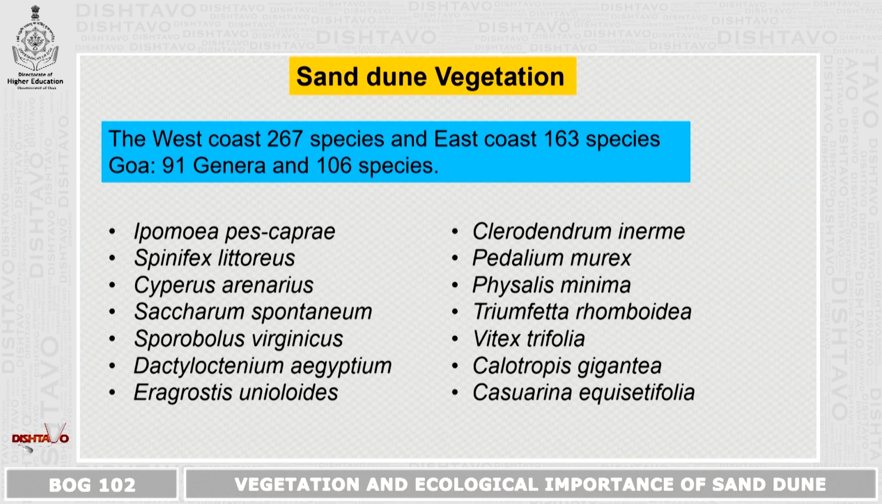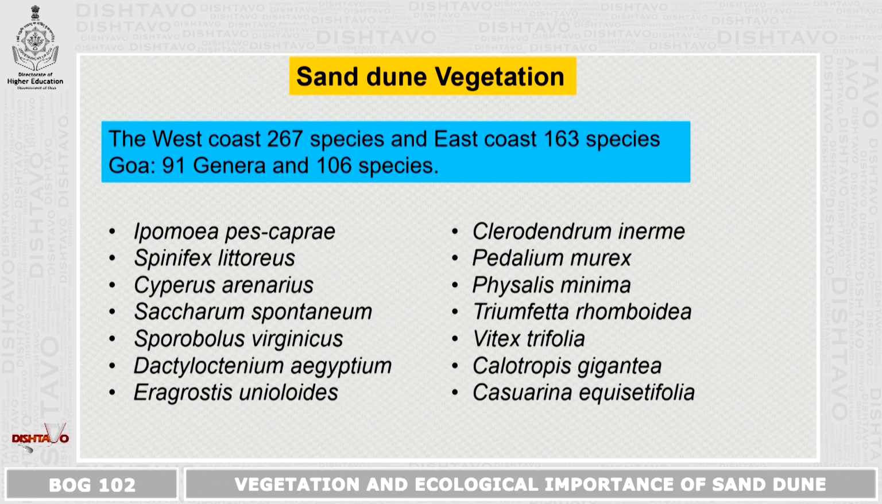So we have different types of species in this vegetation, and a study has been conducted by the Department of Science and Technology. On the west coast of India, they have managed to record 267 species, and on the east coast of India, 163 species. When this study was carried out by the Department of Science and Technology in Goa, they found 91 genera and 106 species present in Goa on our Goan coastal lands.